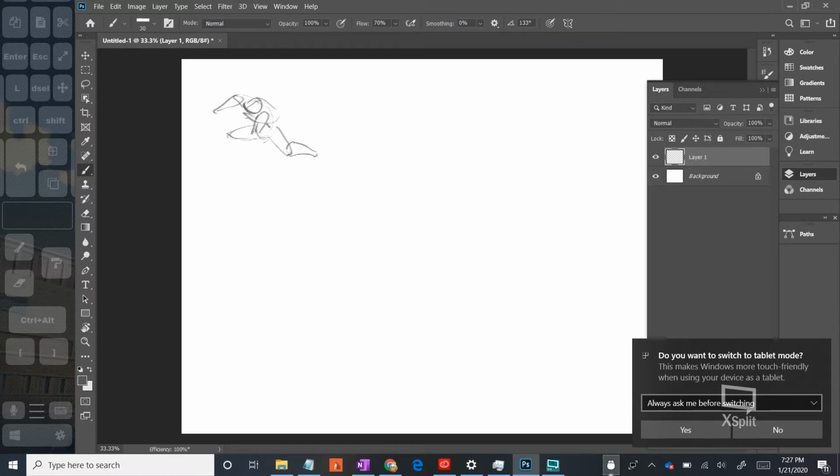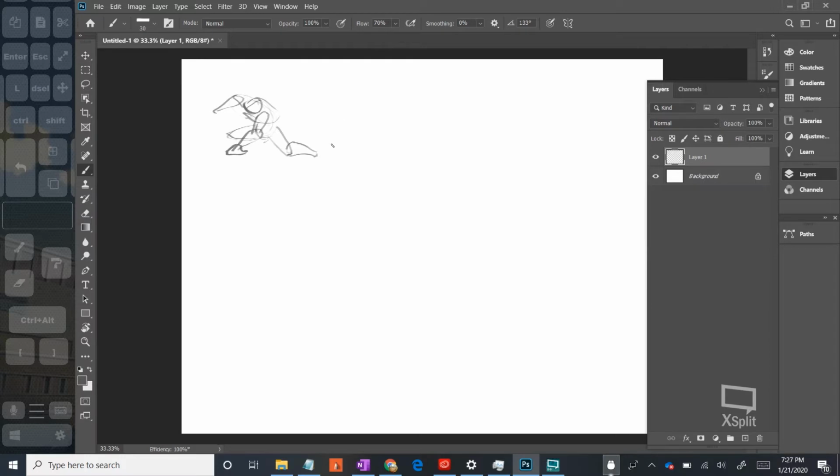Today is day 12 of the 30 Days of Making Comics Challenge. So welcome back to that. Today we're going to be talking about how to find the art style for your comic.